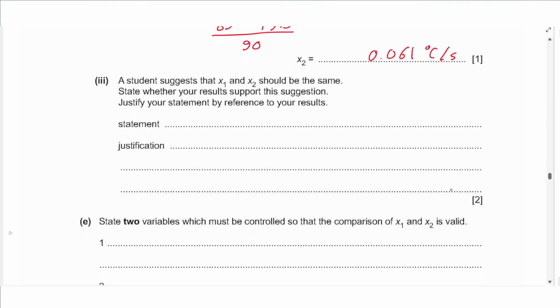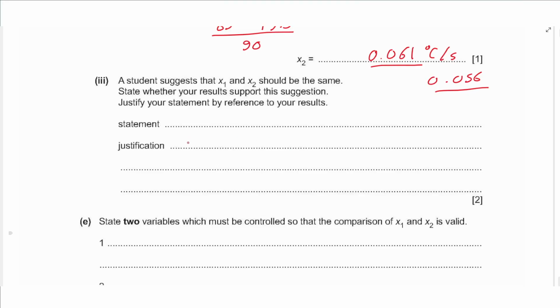Triple I says a student suggests that x1 and x2 should be the same. They are not the same. One was 0.056 and the other was 0.061, but they appear close to each other enough. State whether your results support this suggestion. Justify your statement by reference to your results.